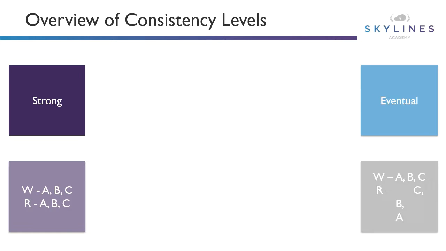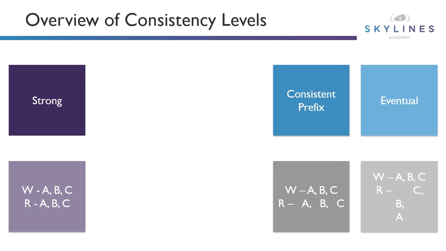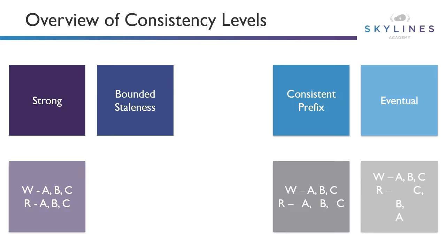Somewhat of a middle ground with this is constant prefix. We still have the same issue when we read the data. There's no guarantee as far as the time that it will be available, but it will always be in order. So if you write an ABC, the order in which it can be viewed will always be ABC. Cosmos DB also provides two more options here to kind of find a middle ground. The first one is bounded staleness.